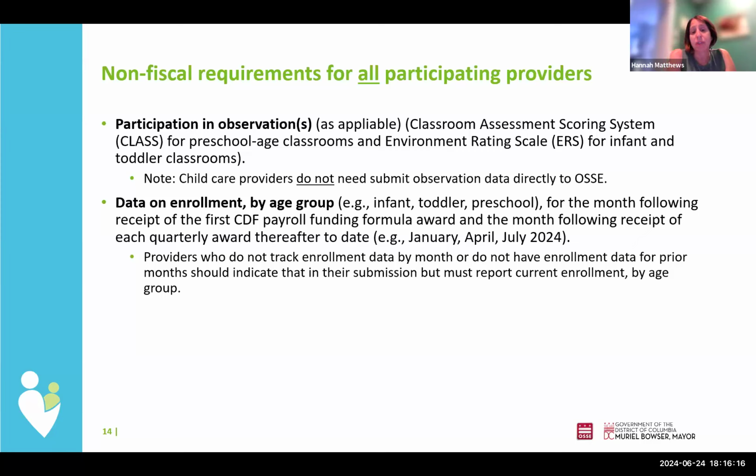indicated that participating providers must submit enrollment data to OSSI. Providers must report to OSSI data on enrollment by age group for the month following receipt of the first Child Development Facility Payroll Funding Formula Award and the month following receipt of each quarterly award thereafter. If you do not track enrollment data by month or do not have enrollment data for prior months, you should indicate that in your submission, but you must report current enrollment by age group.